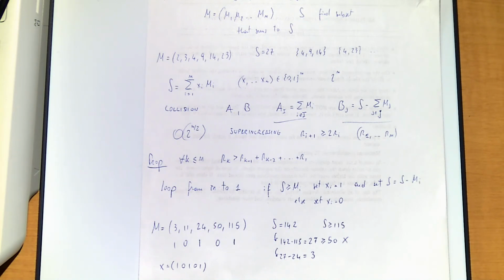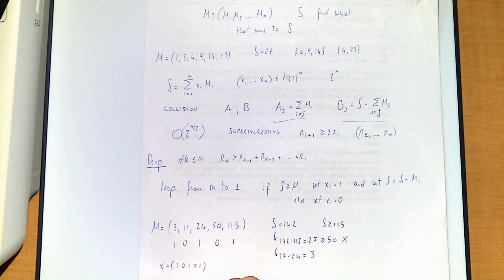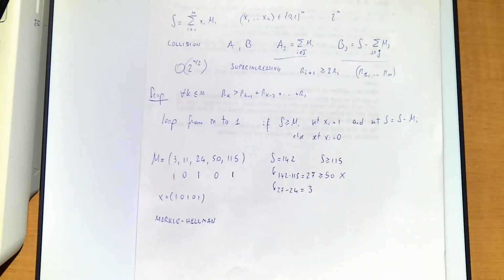Okay, so now let's see how we can use this in cryptography. There's a crypto system by Merkle and Hellman, and this is the same Hellman that did the Diffie-Hellman stuff. So we're playing around with integers.